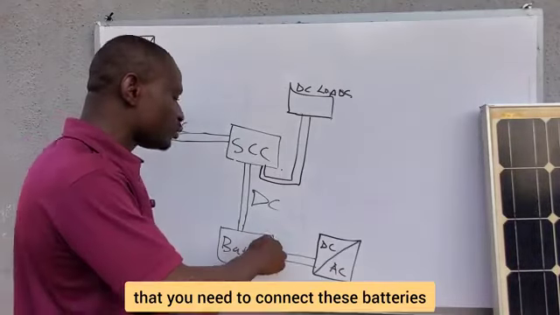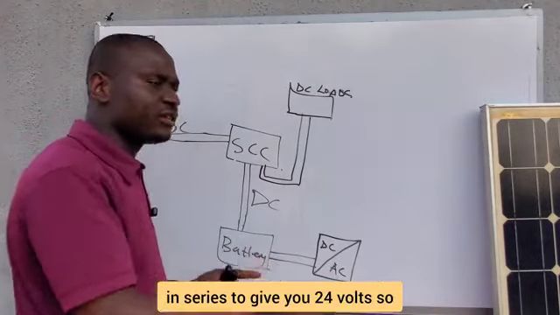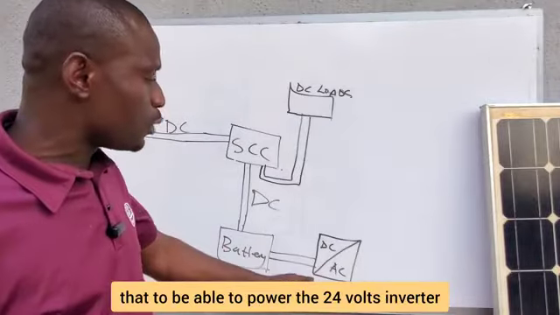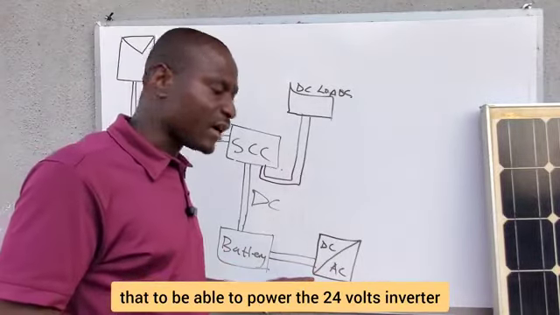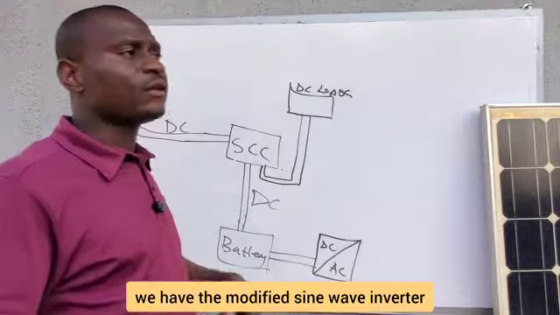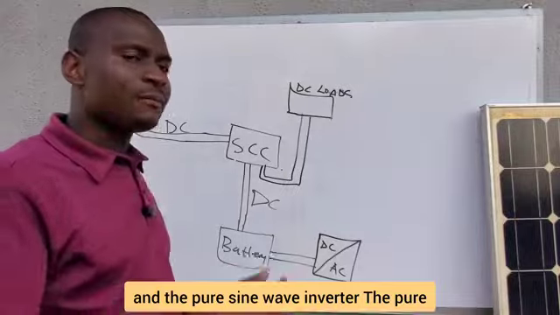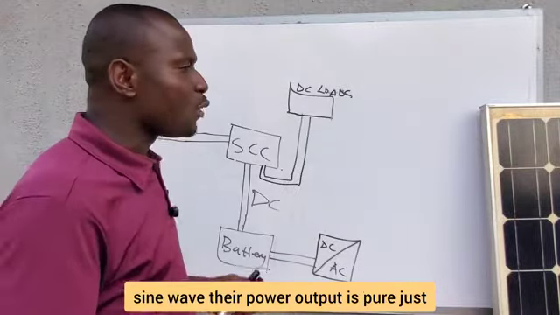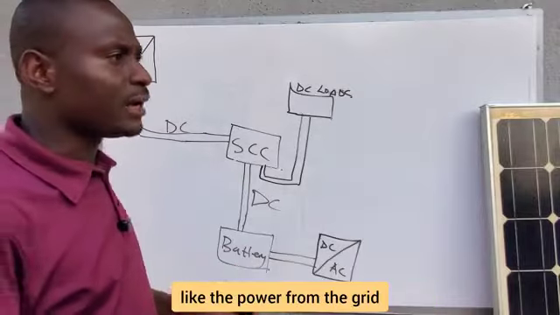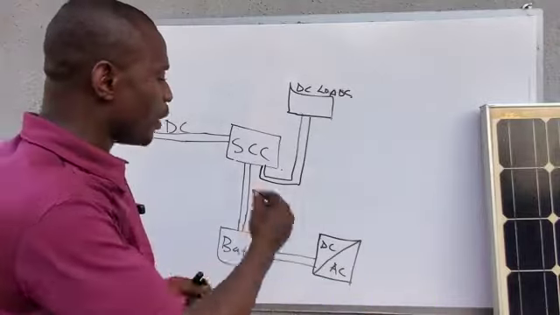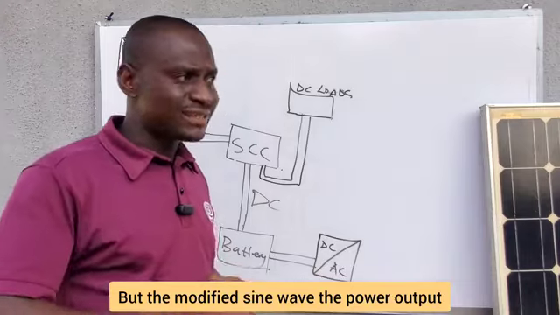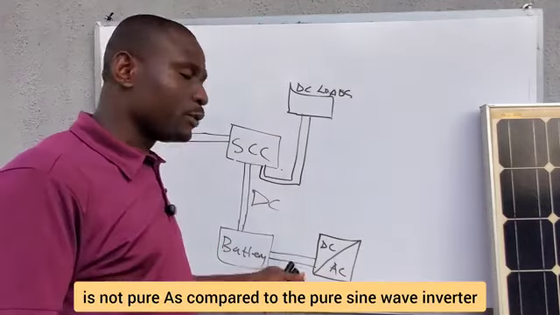What you need to do is connect these batteries in series to give you 24 volts, so that you'll be able to power the 24 volts inverter. For the inverters, we have the modified sine wave inverter and the pure sine wave inverter. The pure sine wave's power output is pure, just like the power from the grid or from the generator. But the modified sine wave's power output is not pure as compared to the pure sine wave inverter.